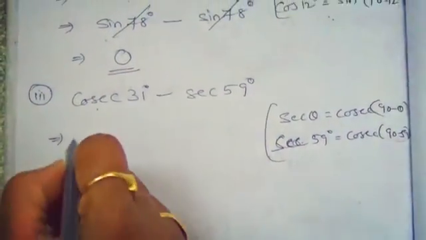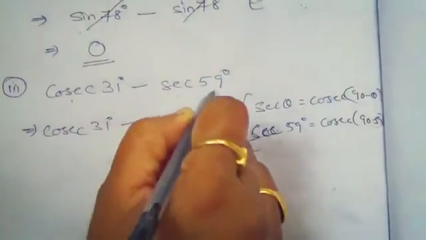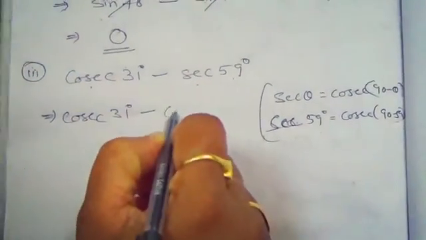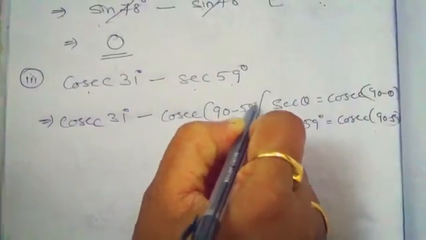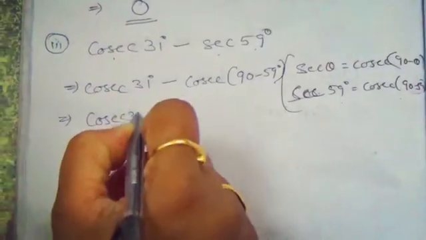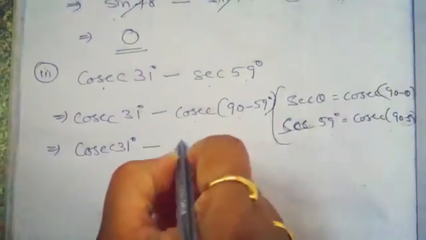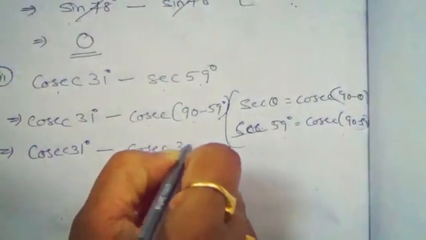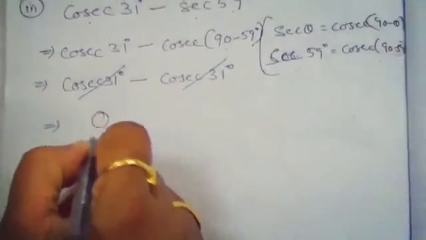So the first one as it is, you just write here cosecant 31 degrees minus secant 59, which means cosecant(90 minus 59). That implies cosecant 31 degrees minus cosecant(90 minus 59), which means cosecant 31 degrees. So the difference is equal to 0. You will get the value as 0.